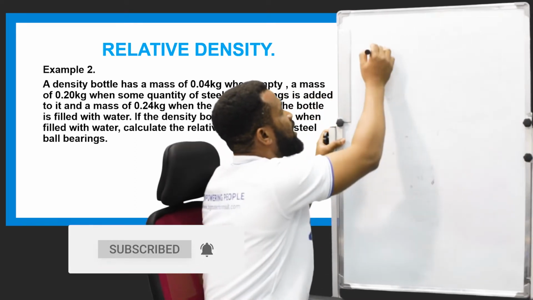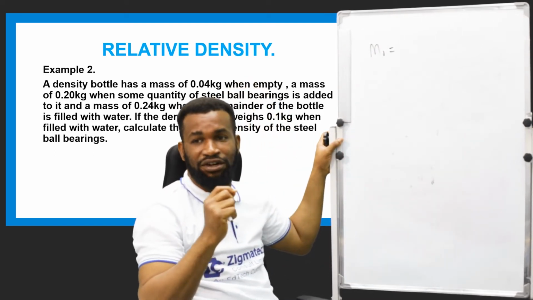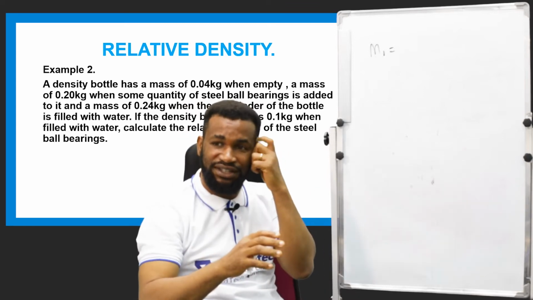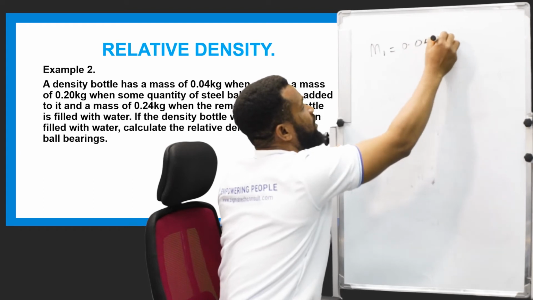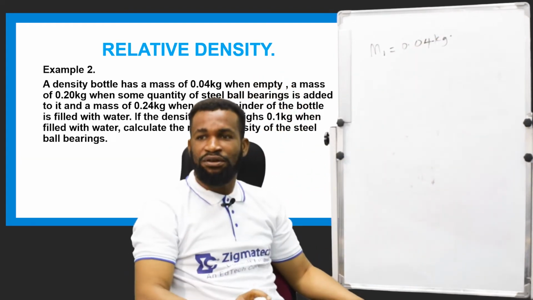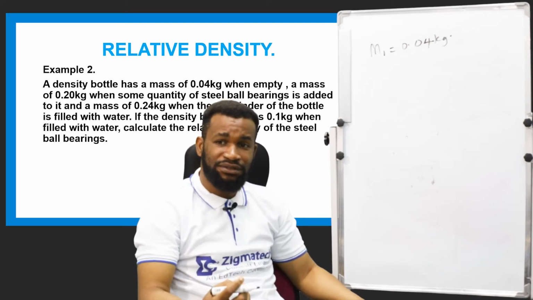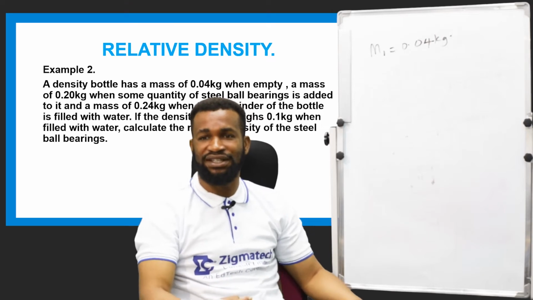So I'm going to call that one M1. That is the mass of the density bottle when nothing was put in it, 0.04 kilogram, right? Now, a mass of 0.20 kilogram when some quantity of steel ball bearing is added.